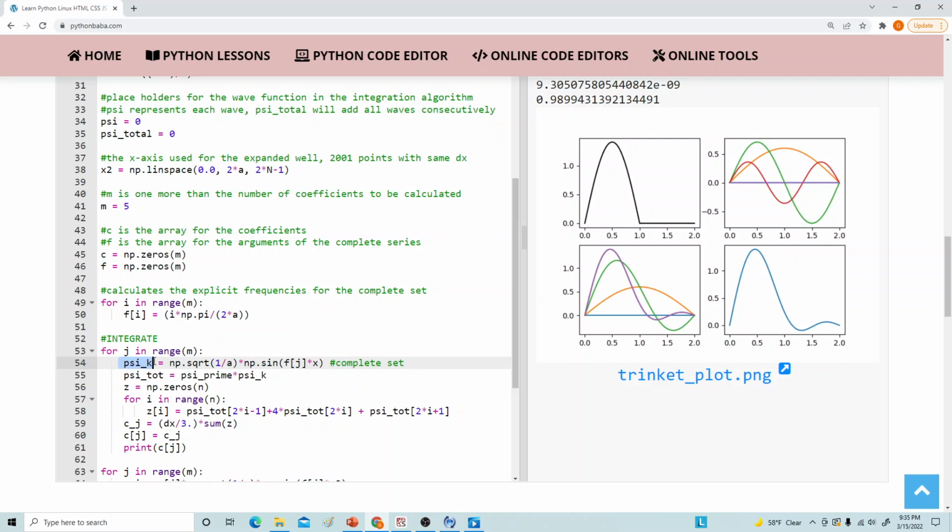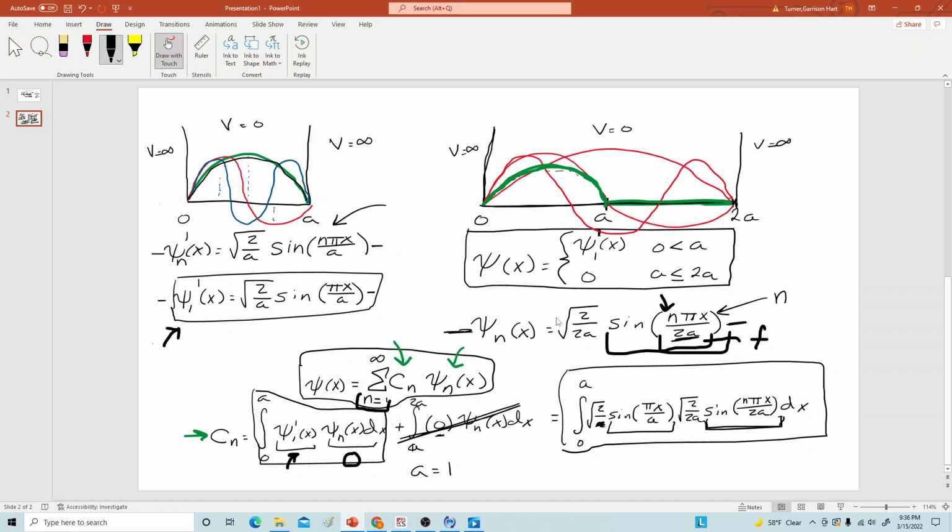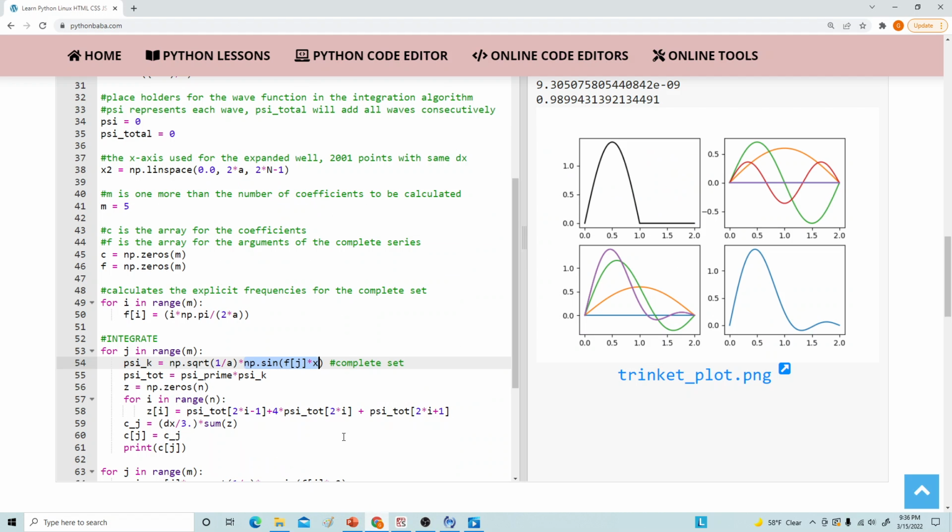So psi sub k is np square root 1 over a times the sine of our frequencies that we calculated up here times x. So psi sub k represents this right here. Okay, and I went ahead and divided 2 over 2 to 1, but I left 1 over a again in case you ever want to change the width of a. This is the line where we actually calculate the product for the integral.